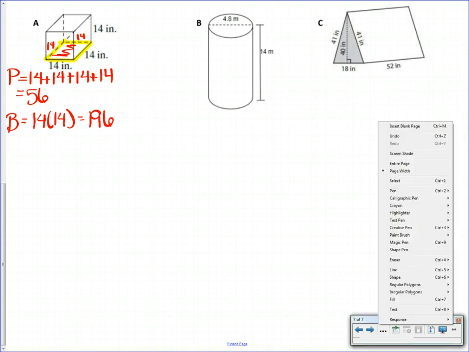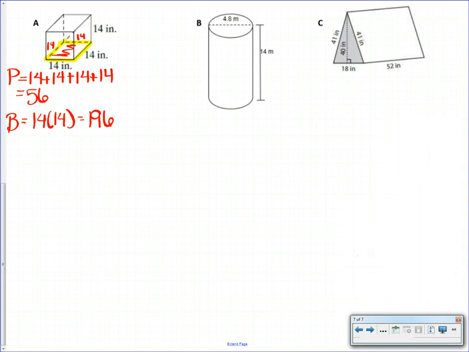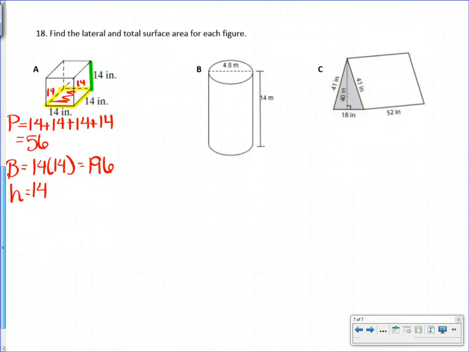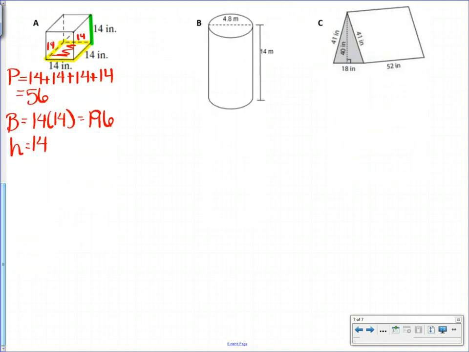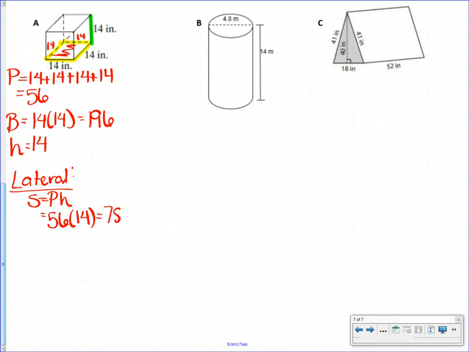Then you also need the height of the prism, which is the distance between the top and the bottom. So here, your height is 14. Once you have found all 3 of these variables, you just have to substitute those values into your formula. So lateral surface area is S equals PH. So P, we said was 56. The height of the prism is 14. So multiply those together and you get 784 inches squared.